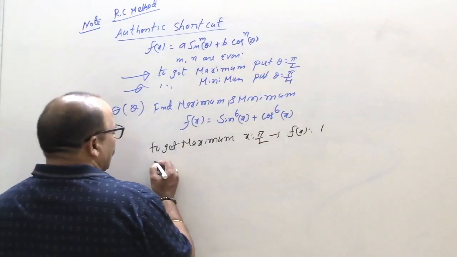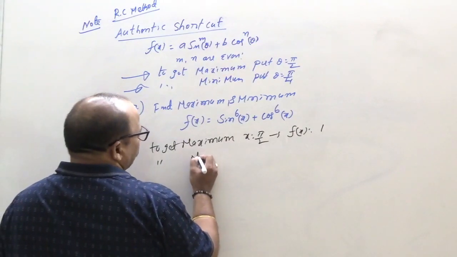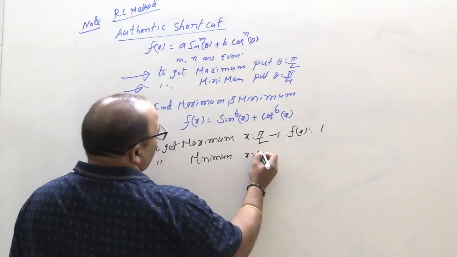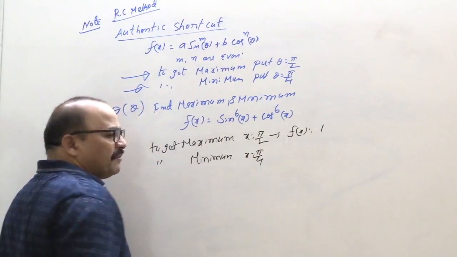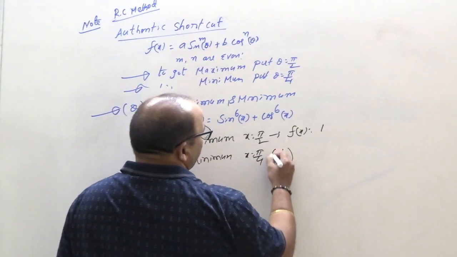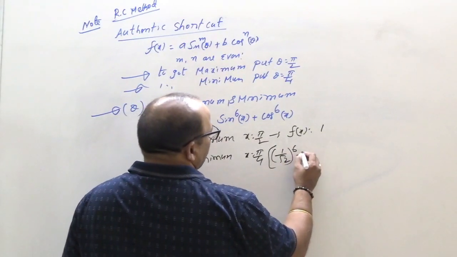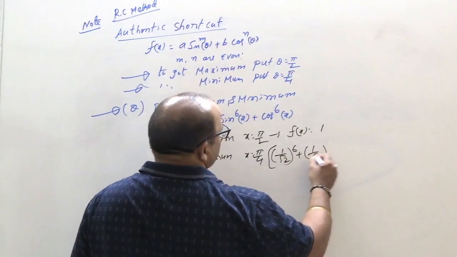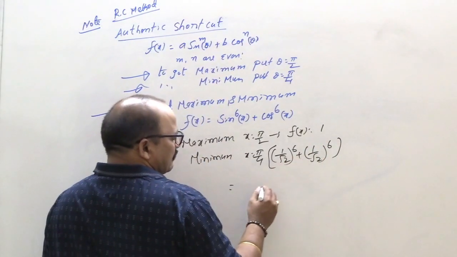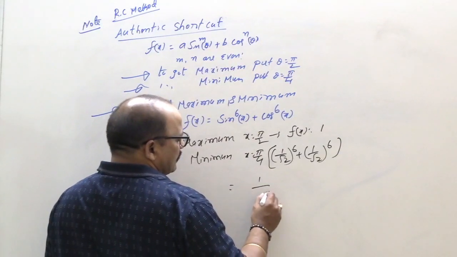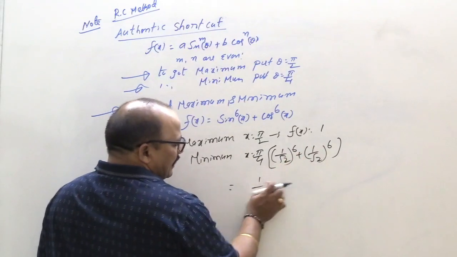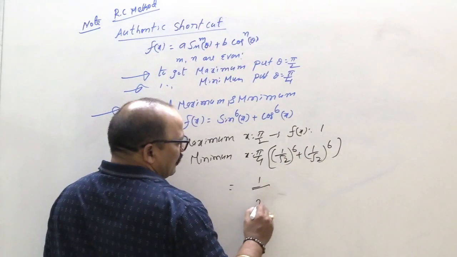Next, to get minimum, x is equal to pi by 4. Sin pi by 4 is 1 by root 2. 1 by root 2 whole power 6 plus 1 by root 2 whole power 6. Then what is the answer, students? 1 by root 2 whole power 6 is 1 by 2 power 6 by 2, which is 2 cube. This can be written as 1 by 2.